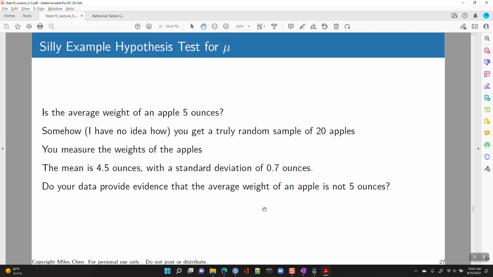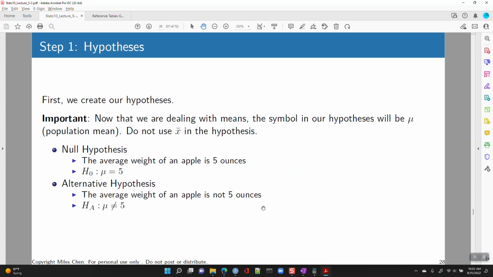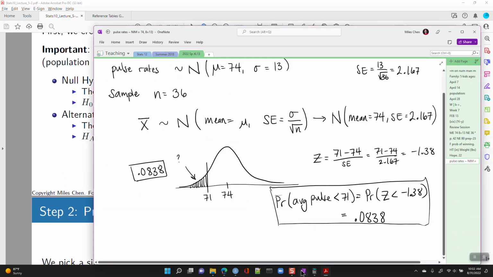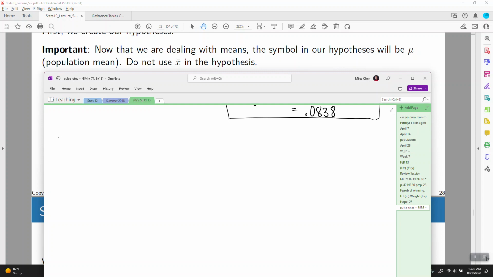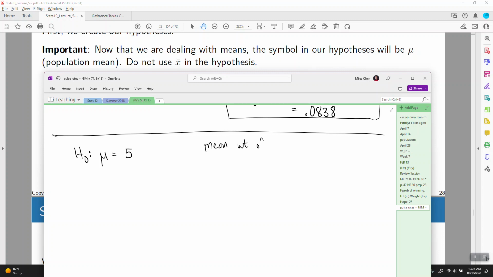So to set up our hypotheses, we're going to write hypotheses about the population. Okay, so when we write our hypotheses, we're going to say the mean weight, mu, is equal to 5. Okay, so we're talking about the mean. So for proportion, for here we're talking about the mean weight of apples. So our null hypothesis is that mu is equal to 5.